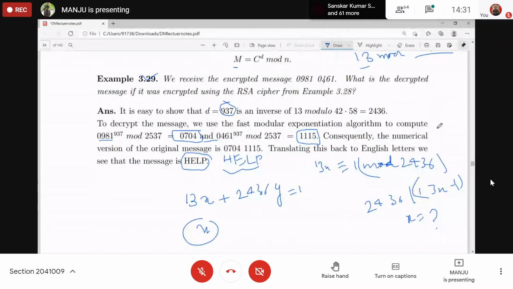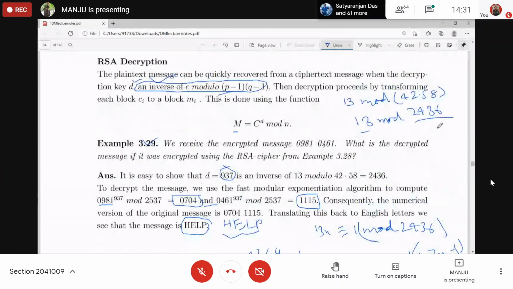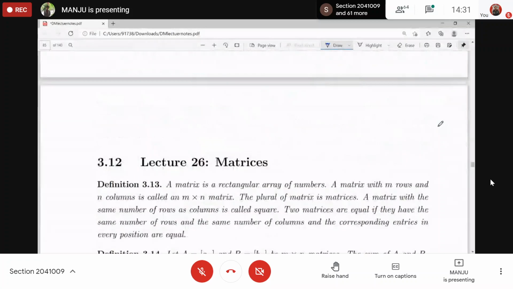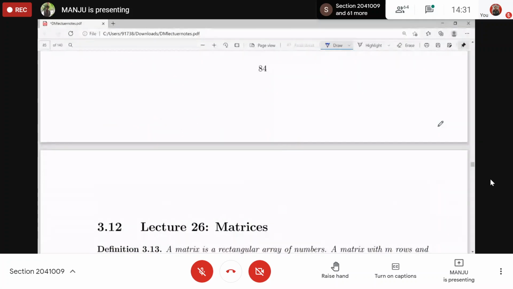Okay, ma'am. Any other doubt? If no, we can proceed to matrices.